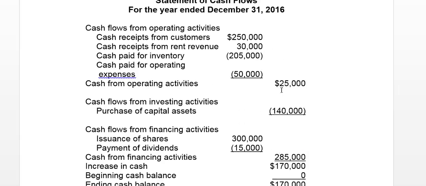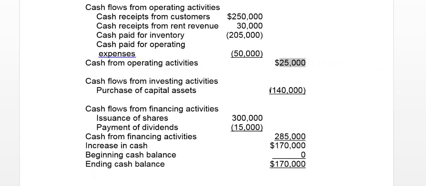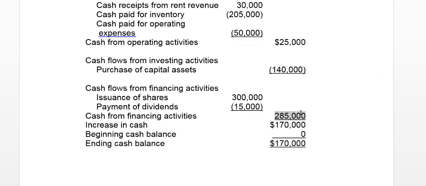So now don't forget what I said. We're looking at the net cash brought in from operating activities, the net cash spent from investing activities, and the net cash inflow from financing activities, O, I, and F. And in total, if we add these three guys up, what do we get? We get 170,000 as our increase in cash, which makes sense. Why? Because you started off with nothing. You got 170,000 in, and it makes good sense to me that that's my ending cash balance.